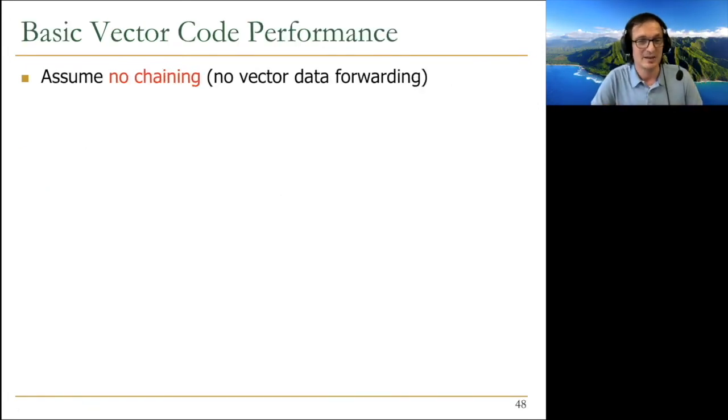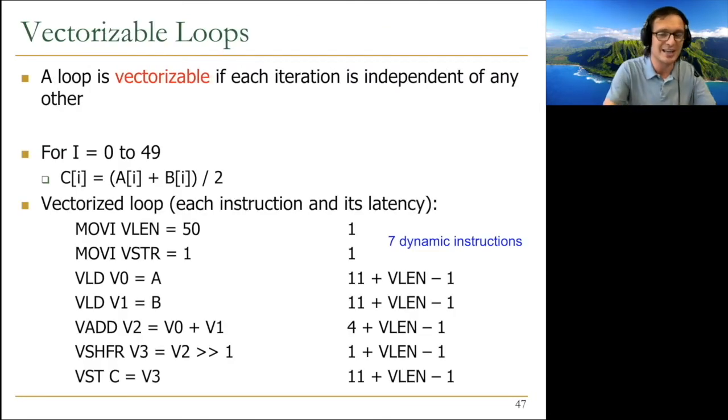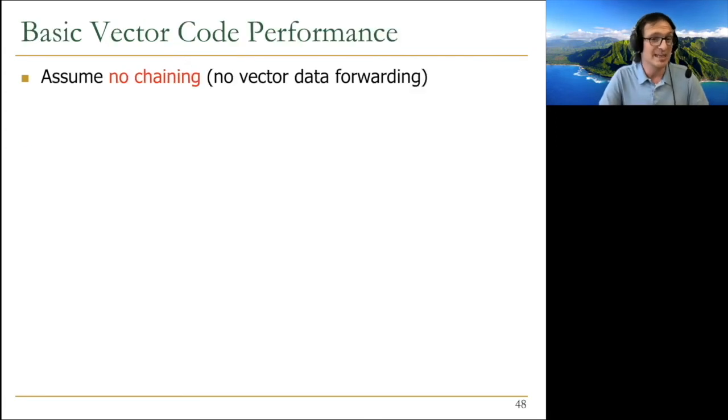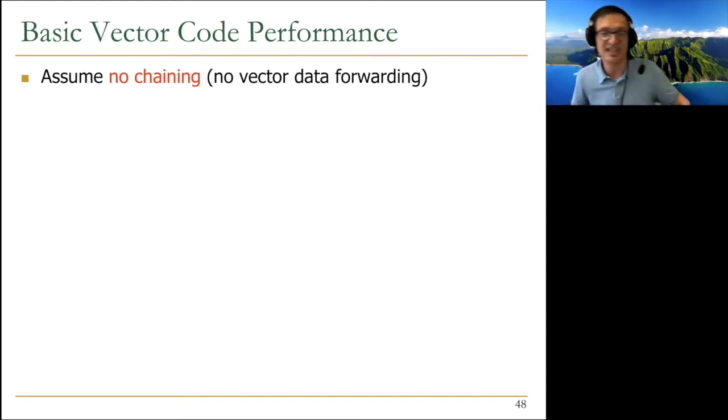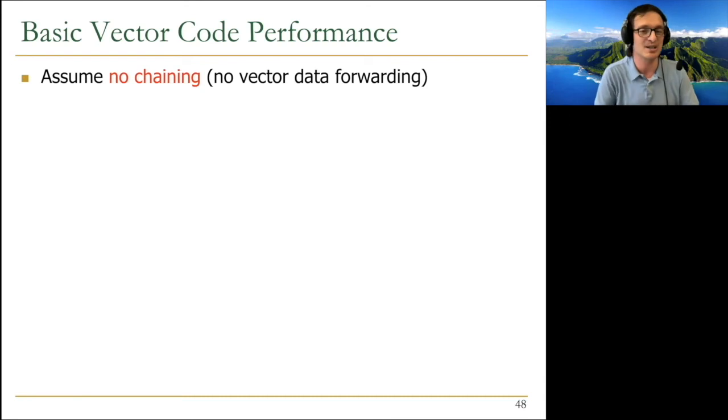Okay, so this is basic vector code performance. Let's take a look at performance now. We talked about energy a little bit. Now let's take a look at the basic performance, meaning no forwarding between different vector functional units. Essentially, this is called chaining. It's a special terminology in vector machines.